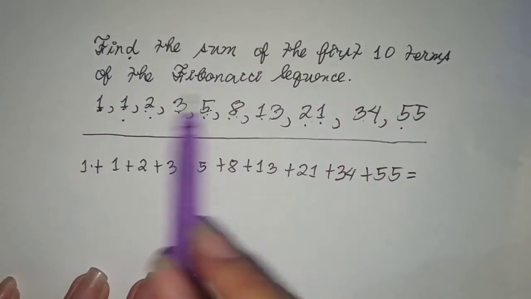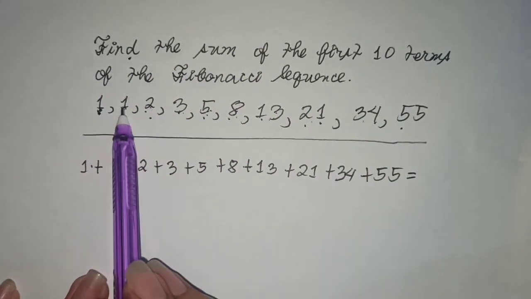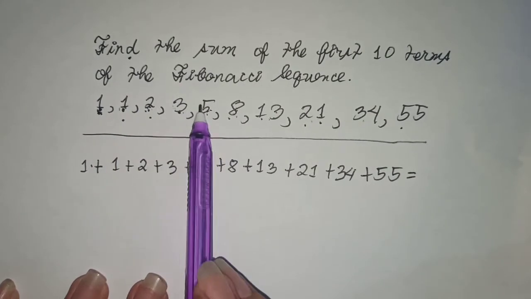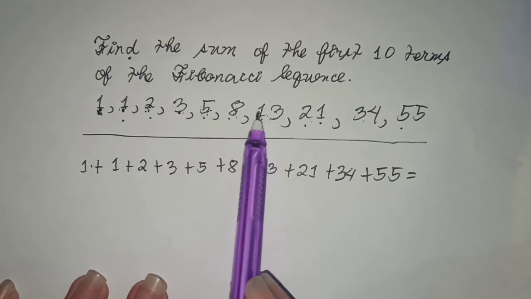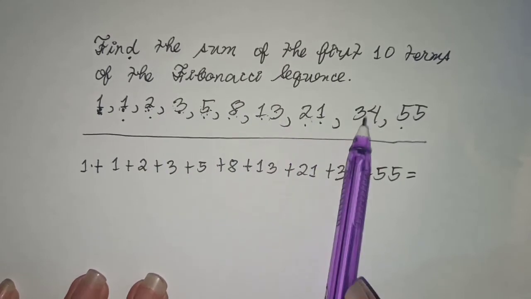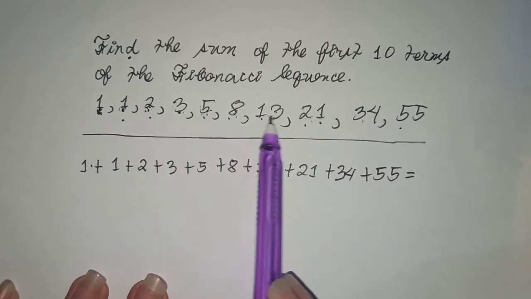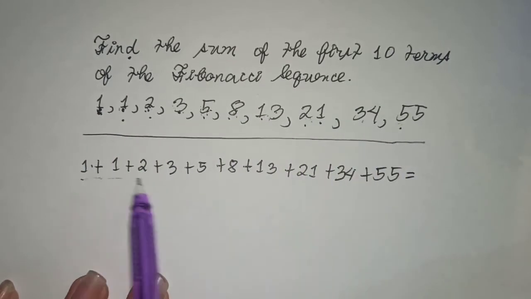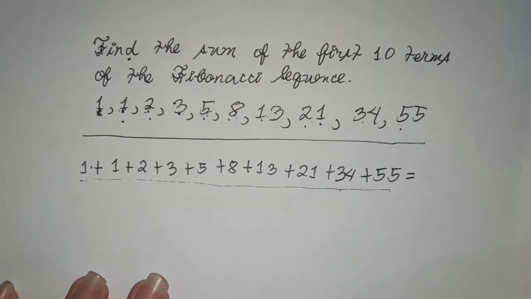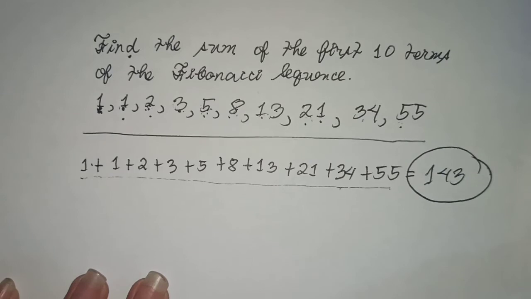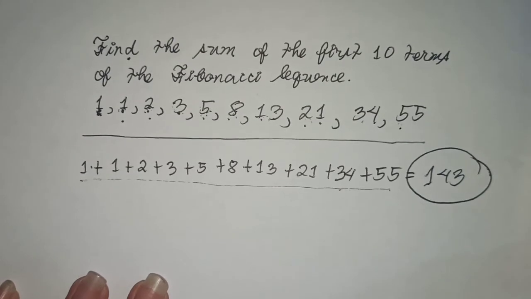Find the sum of the first 10 terms of the Fibonacci sequence. Now it's time to write the first 10 terms of the Fibonacci sequence. And we already know the pattern. Now let's count 1, 2, 3, 4, 5, 6, 7, 8, 9, 10. So it's 10. Then simply add it all. The answer is 143. So the sum of the first 10 terms of the Fibonacci sequence is 143.